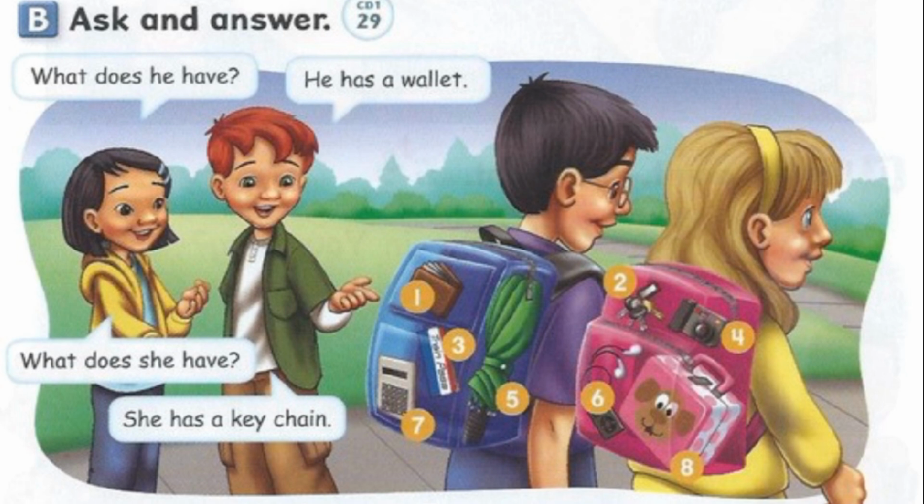Number 4, what does she have? She has a camera. Number 5, what does he have? He has an umbrella. Number 6, what does she have? She has a music player. Number 7, what does he have? He has a calculator. Number 8, what does she have? She has a lunchbox.